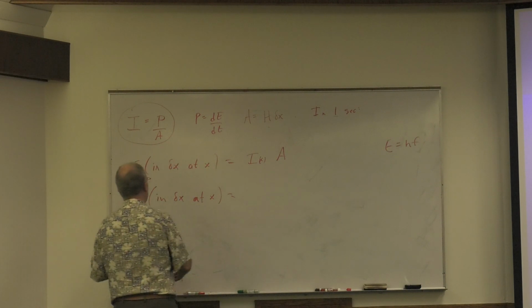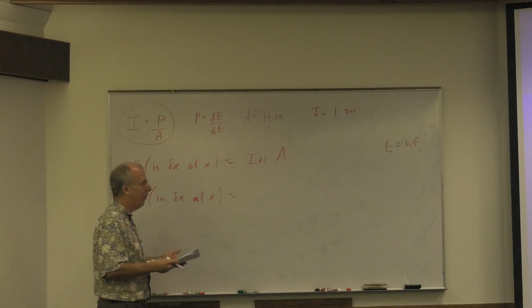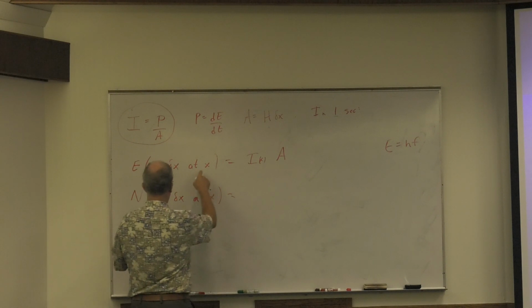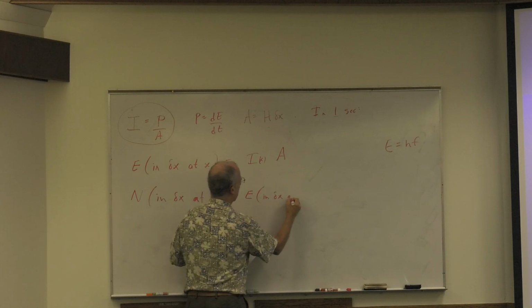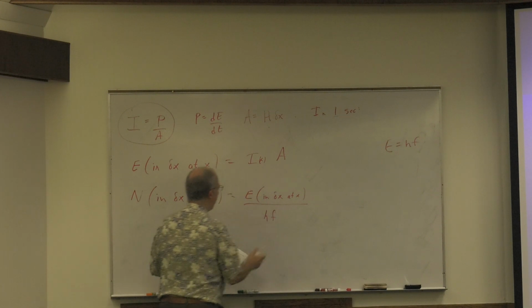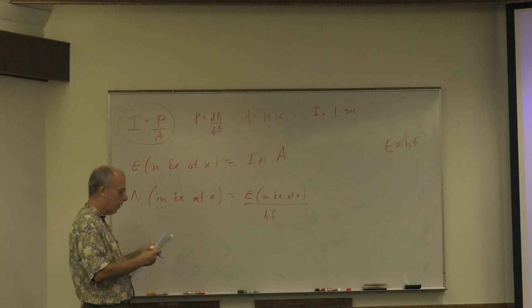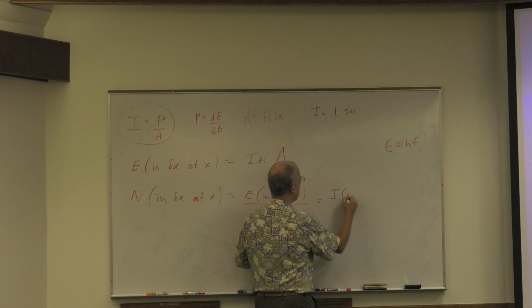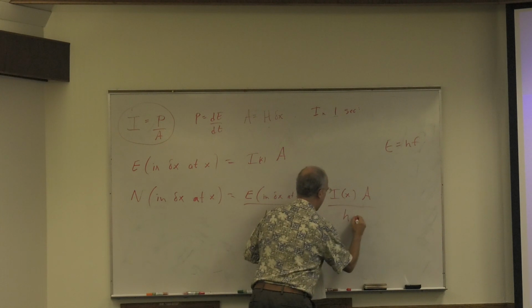So we can get the number of photons just by dividing the energy by hf. Agree? That makes good sense, so let's do that. The number is just the energy within the width delta x at x, divided by hf. This is the total energy, this is the energy per photon, so this is the number of photons. And again, the energy is just the intensity at x times A, so we have to divide by hf.